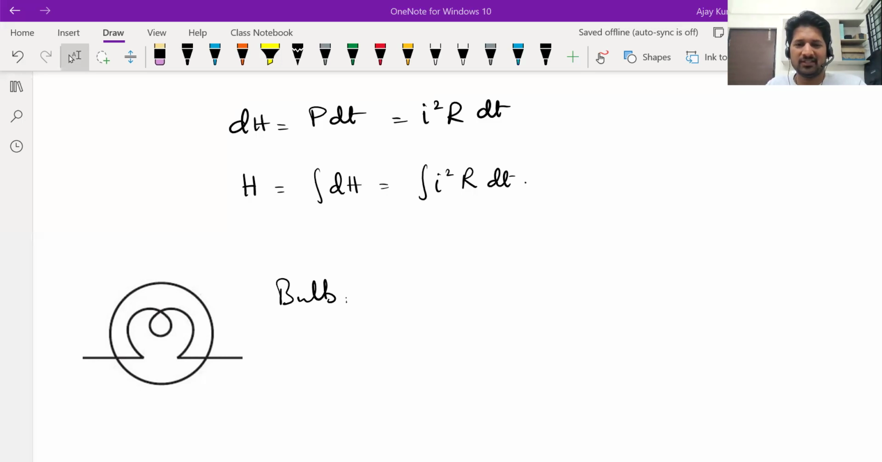Isha, have you ever seen what is written on a bulb? At least the box. No, sir. Okay, fine.